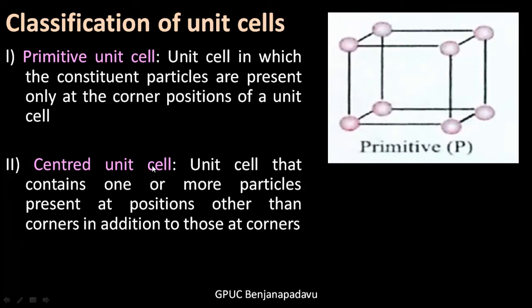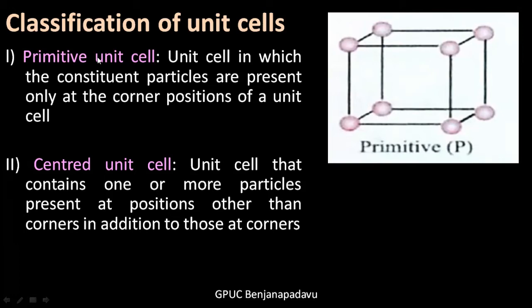One more type is centered unit cell. So in centered unit cells, the particles will be present at the corners. Along with that, some other positions. So such type of unit cell is called a centered unit cell. So it is a unit cell that contains one or more particles present at positions other than corners, in addition to those at corners. So corner na ottige bere position alli kuda particle idre, such unit cell is called as centered unit cell.